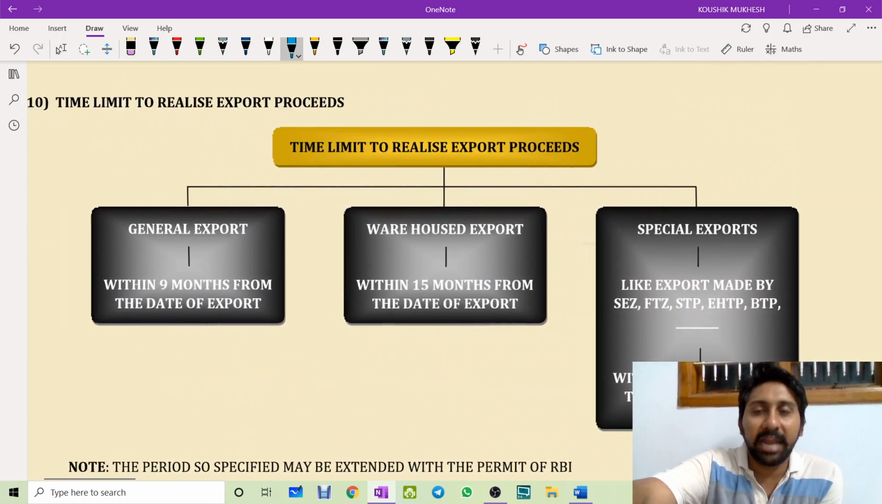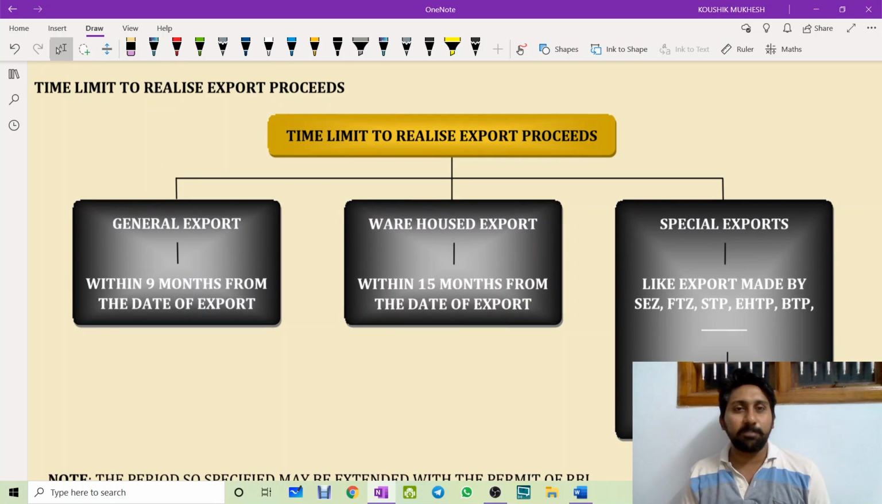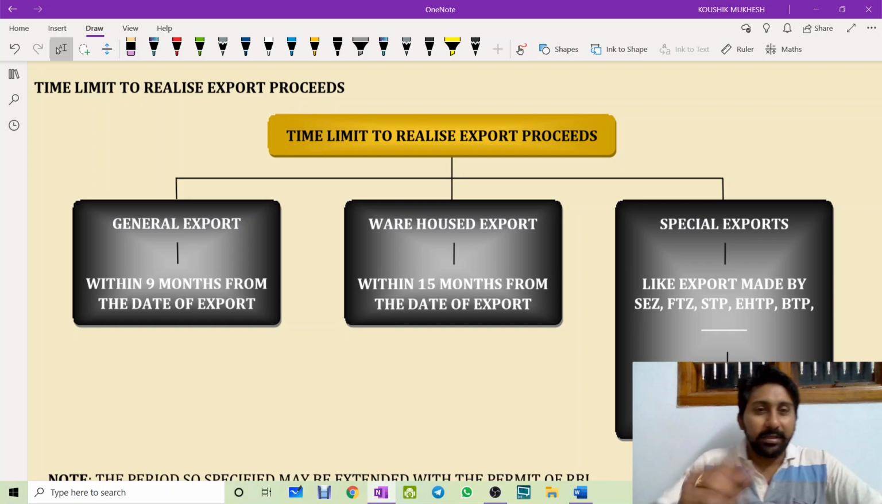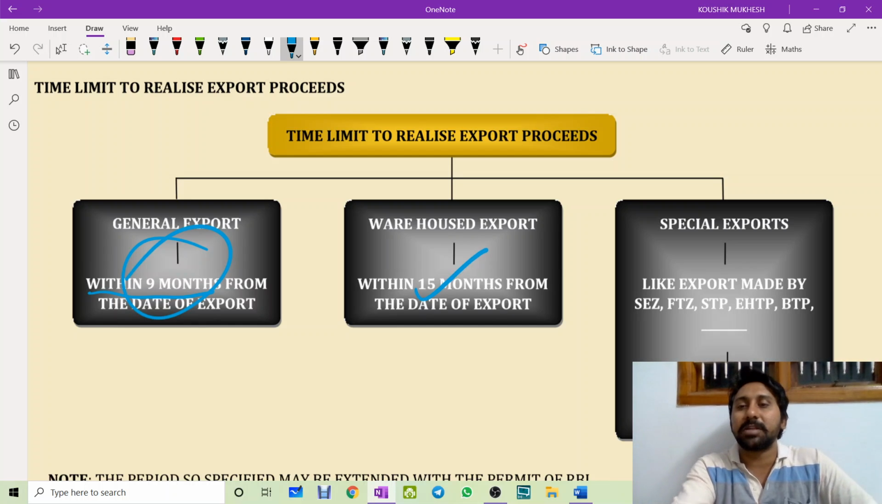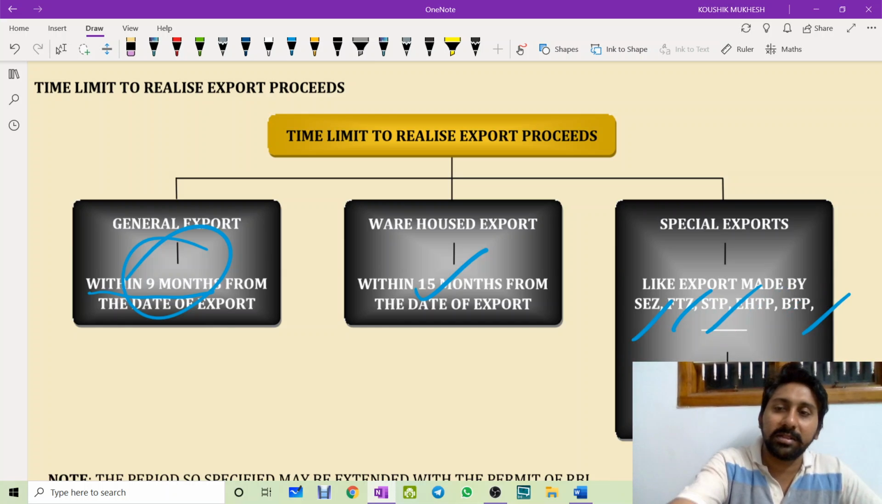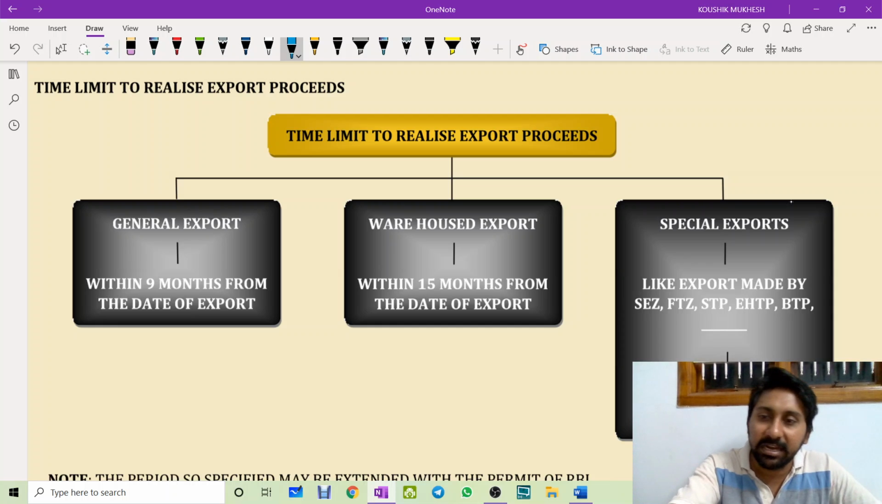Next one, time limit to realize the export proceeds. I completed the export. Now, within how much time should I receive the export proceeds from that importer? General exports you should realize within 9 months. Warehouse exports, 15 months. Special exports, like exports made by SEZ, FTP, HTP, BTP, etc. All these people have to realize the export proceeds within 9 months.